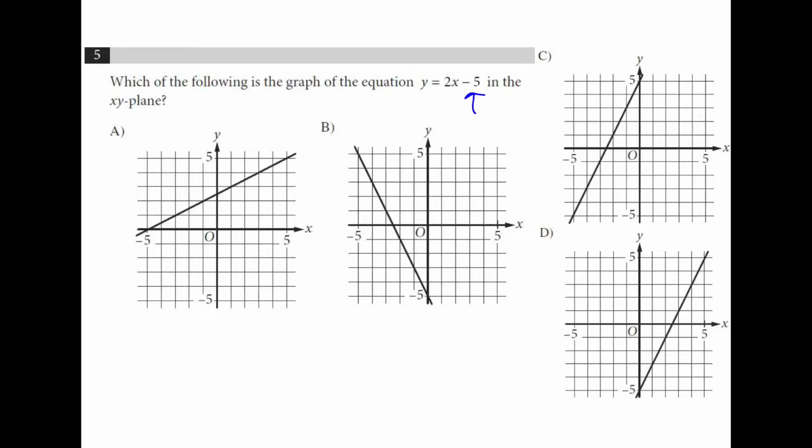My intercept is -5, so it's not this one or this one. And my slope is a +2, so it's here.